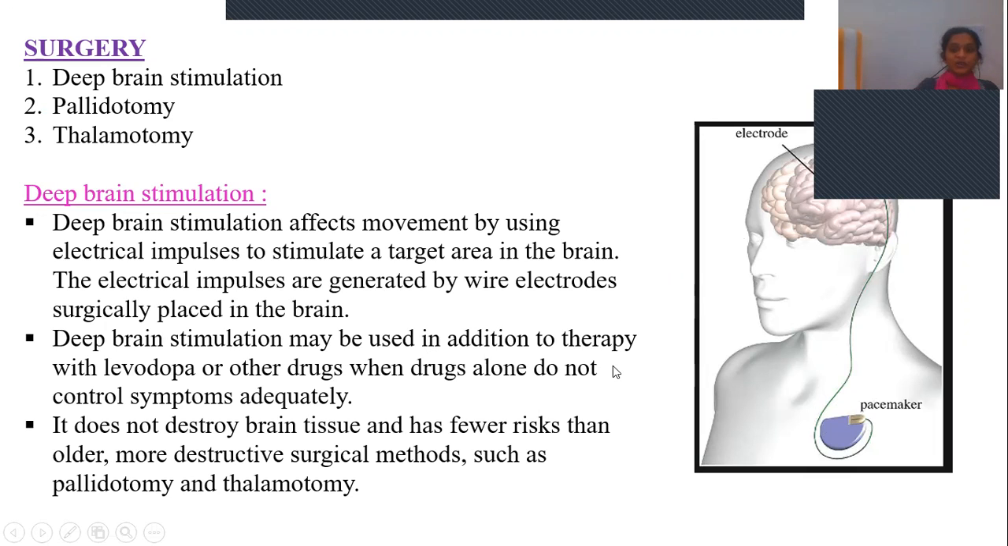It may be used in addition to therapy, along with medications. Also, they can go for this deep brain stimulation. By this method, it does not cause any brain tissue damage, and it has fewer risks than older, more destructive surgical methods such as pallidotomy and thalamotomy. Previously, pallidotomy and thalamotomy were done. They may cause certain brain tissue damage, but deep brain stimulation does not cause much damage to the brain tissue.